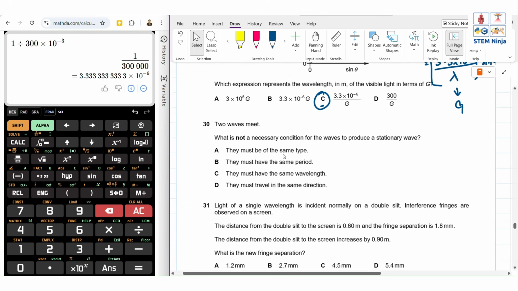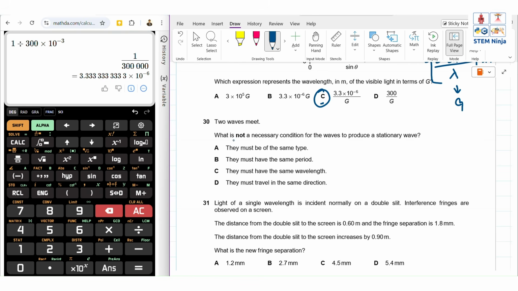Two waves meet. What is not a necessary condition for the waves to produce a stationary wave? They must be of the same type. It is a necessary condition. They must have the same period. That is a necessary condition. They must have the same wavelength. They must travel in the same direction. This is not necessary because they must travel in the opposite directions.